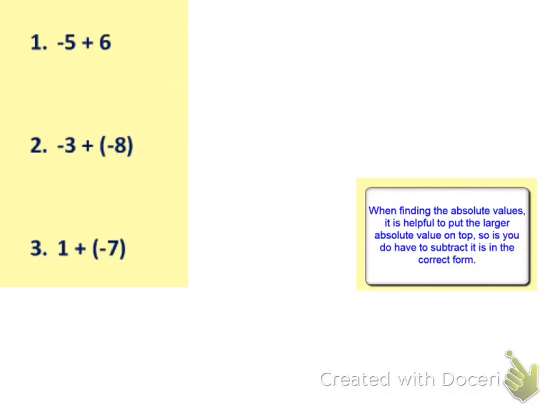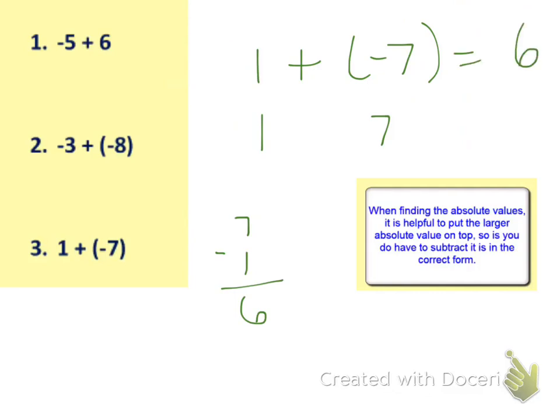Now you need to try number 3 on your own. Pause the video. When you're done, check to see if it's the same as mine. So hopefully you did it like this, where you have the absolute value of both. There you have one's positive, one's negative, so you subtract them. Your answer is 6. To know if it's positive or negative, biggest absolute value is negative, so your final answer is a negative 6.